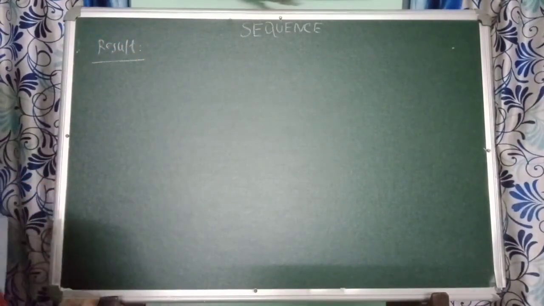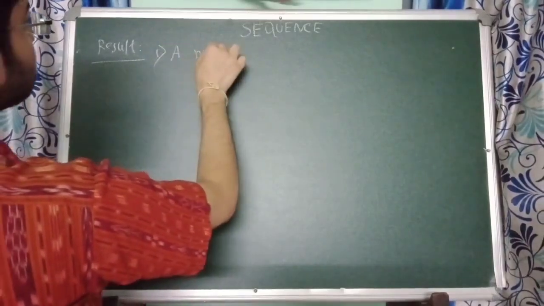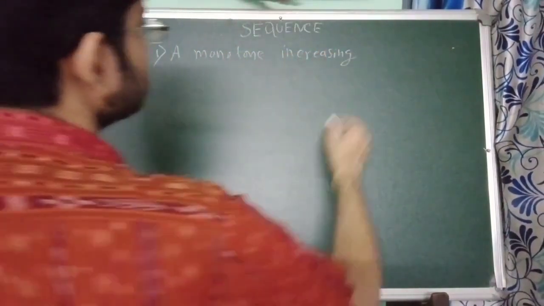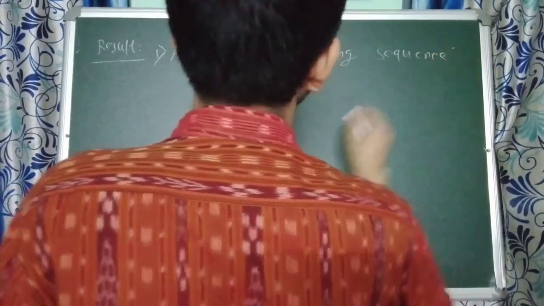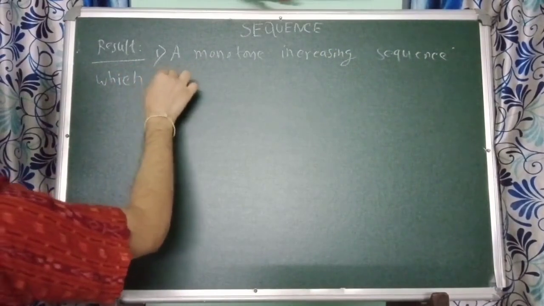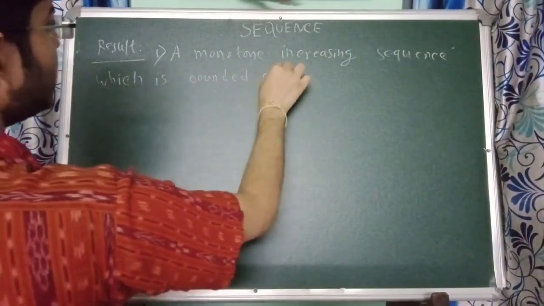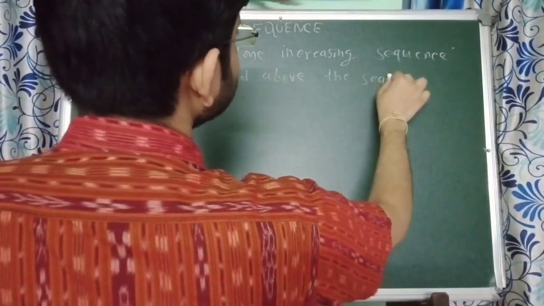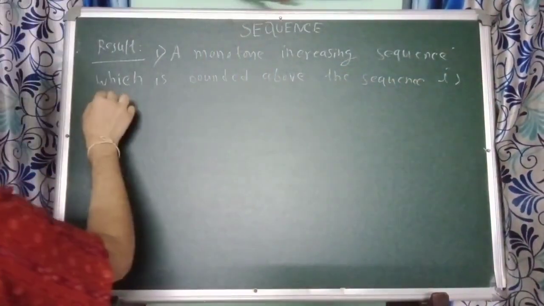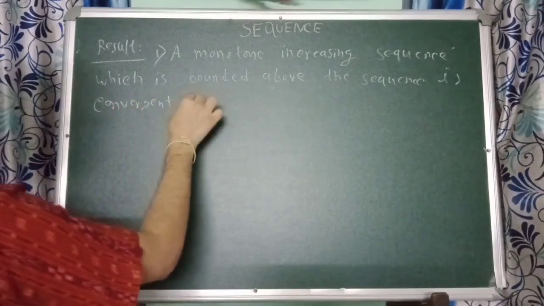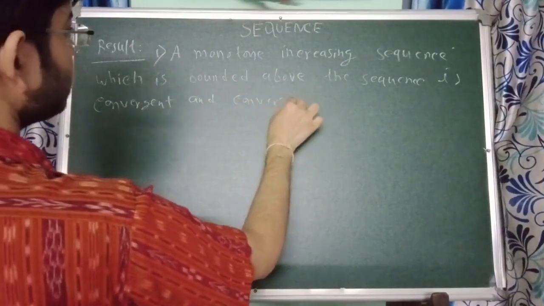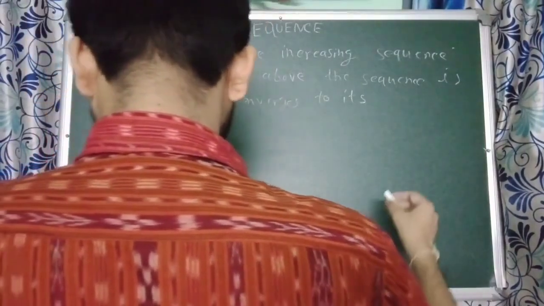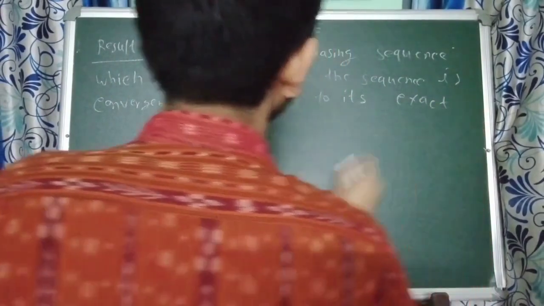Result: the monotone increasing sequence which is bounded above is convergent and converges to its exact upper bound.